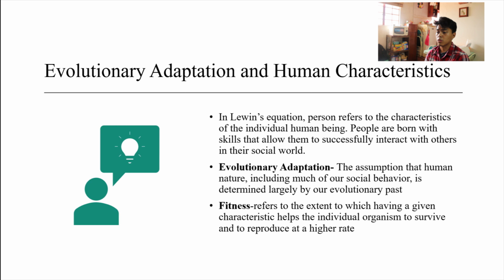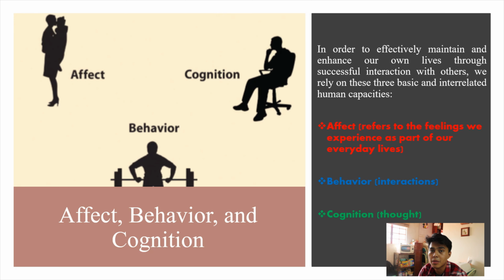So here are some terminologies. The assumption that human nature, including much of our social behavior, is determined largely by our evolutionary past. Fitness refers to the extent to which having a given characteristic helps the individual organism survive and reproduce at a higher rate. So in order to effectively maintain our lives and enhance it with interaction with other people, we rely on these three basic interrelated human capacities known as the ABCs.